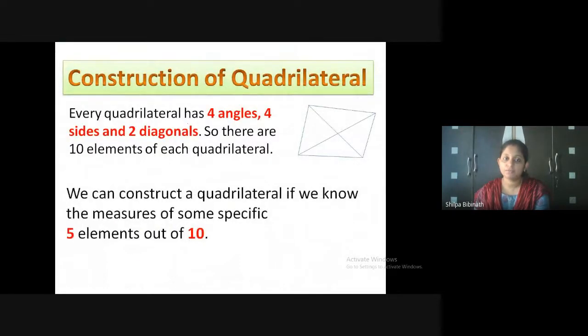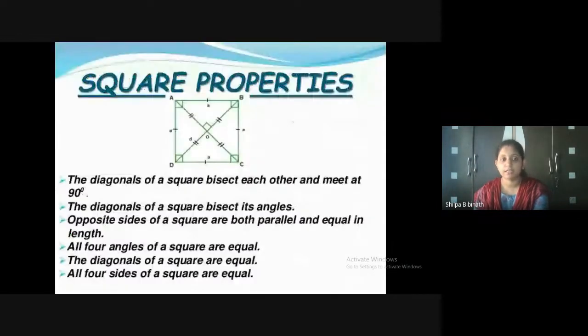To construct a quadrilateral, measurement of at least five are required. Five elements, specific five elements are required out of the 10. Okay, four angles, four sides, and two diagonals. Together it is 10 elements. Out of that, if only five is given, we can construct a quadrilateral.